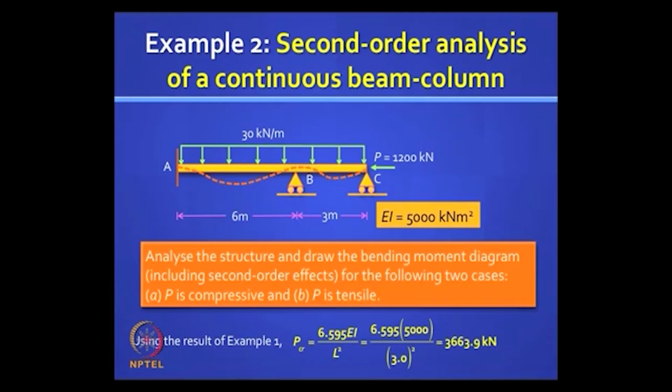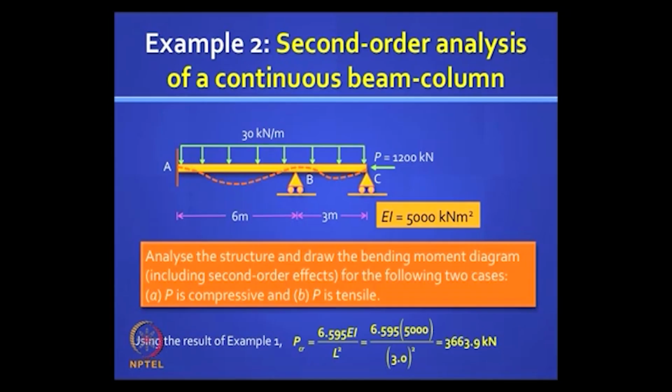From the previous example, P critical, plug in the value of EI that is given in this problem, plug in the value of the length, okay, and it turns out to be 3664 kilonewton. The actually applied load is only 1000, so you can apply that load, but it is definitely going to affect your flexural stiffnesses. The 4 EI by L, 3 EI by L will go for a toss, and it will affect differently depending on whether the force applied is compressive or tensile.